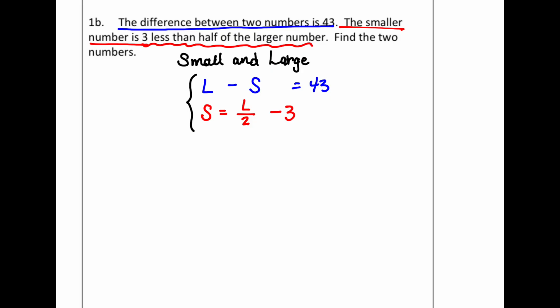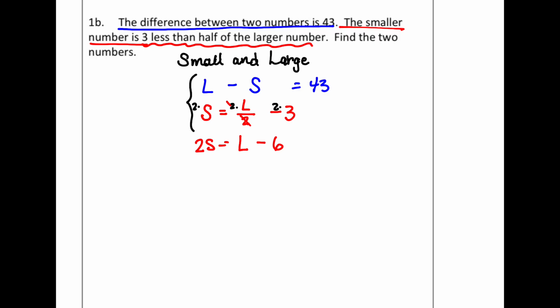Okay, and again, this is set up to use substitution. However, there's a fraction in there. So I'm going to get rid of the fraction, and in the process of doing this, this won't be a plain S anymore. I'm going to have to times everything here by 2. So this red equation now becomes 2S is equal to, these cancel, L minus 6.